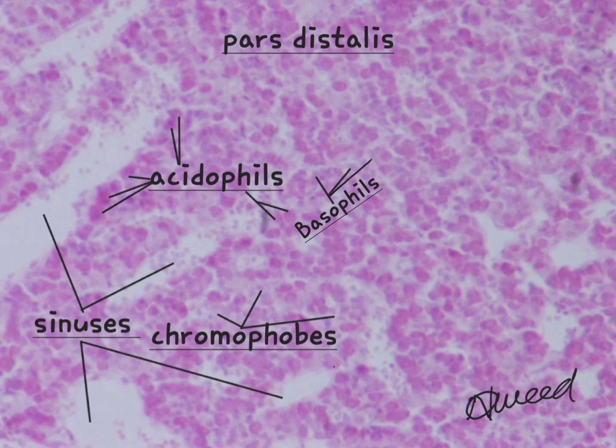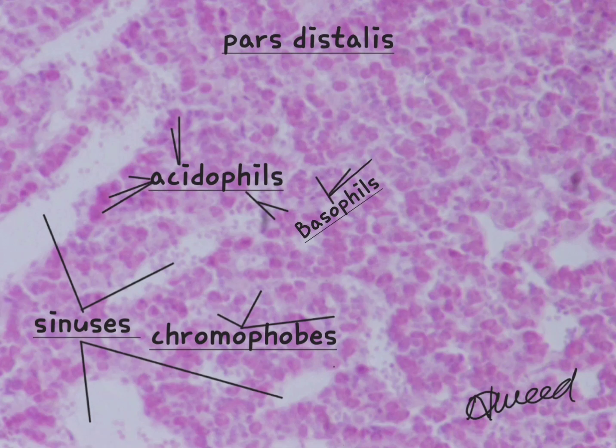Chromophobes don't have affinity for stains. Chromophils stain deeply and their cytoplasm contains secretory granules. These are of two types, acidophils and basophils. Granules of acidophils have affinity for acidic dyes. Granules of basophils have affinity for basic dyes.